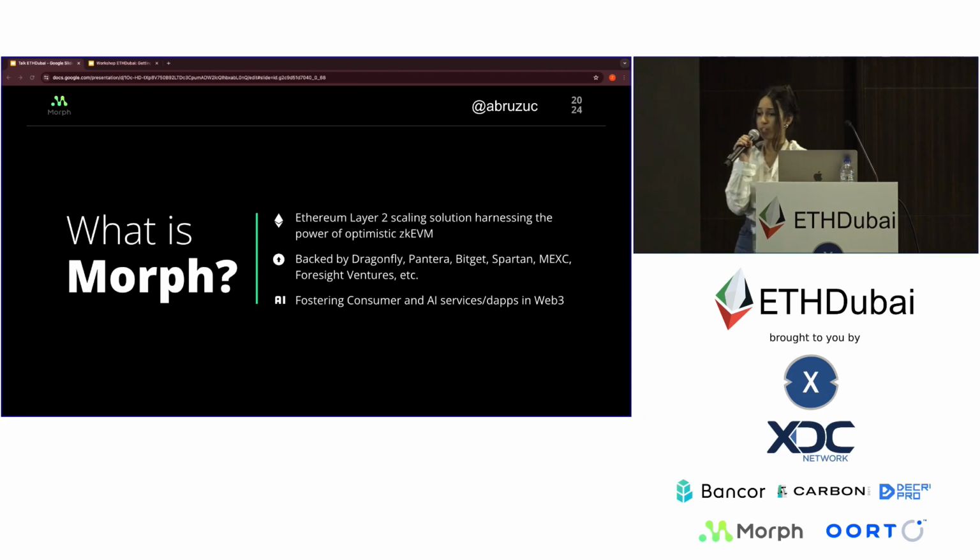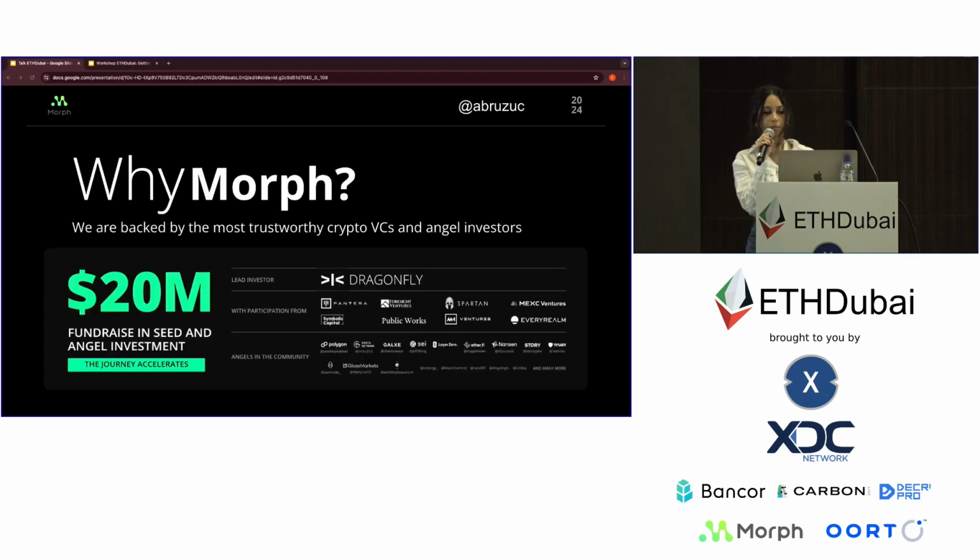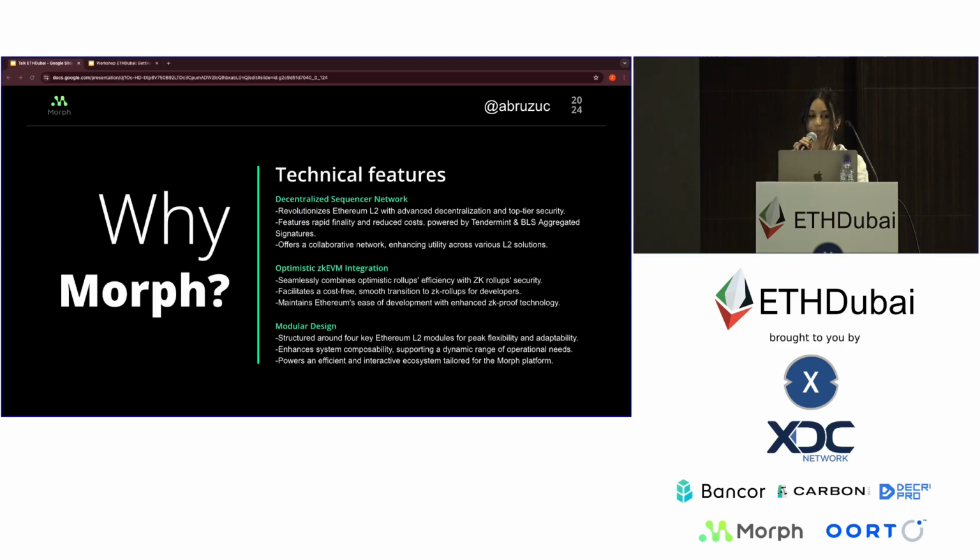And we are backed by Dragonfly, Pantera, Bitget, Spartan, and a bunch of other venture capitals. We are also focusing on decentralized AI protocols, which is a very early ecosystem, but pretty exciting. As I mentioned before, we are backed by the most trustworthy crypto VCs and angel investors. We just raised 20 million in seed funding, so basically we have $25 million in investment including the previous pre-seed round as well.